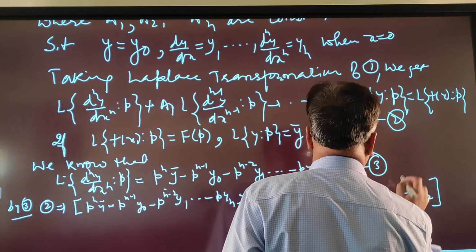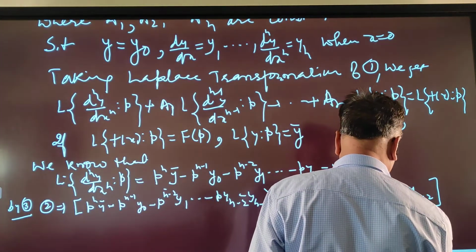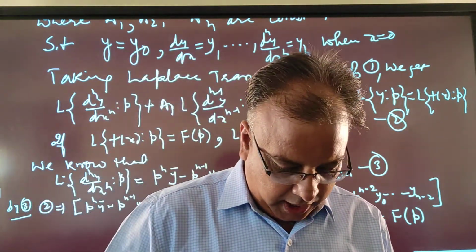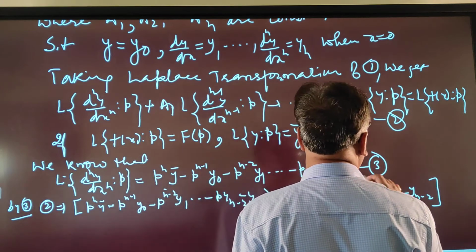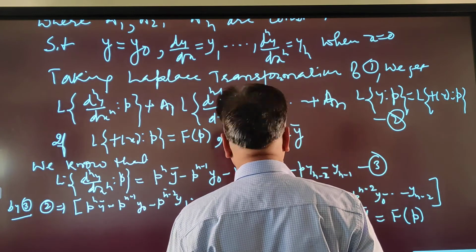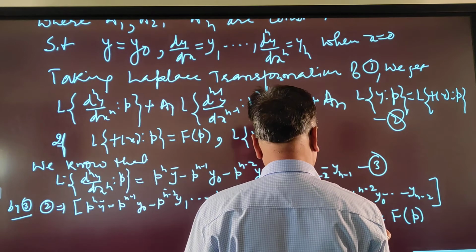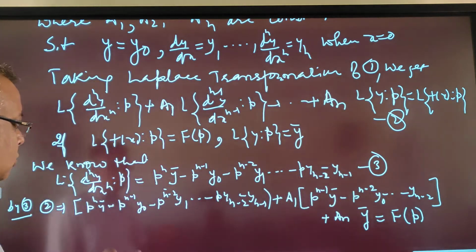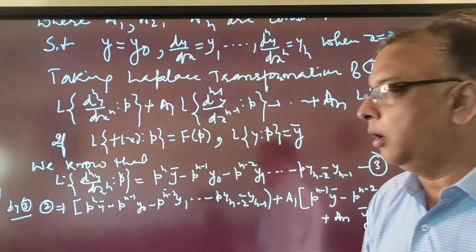is equal to, as we know that the Laplace transformation of f(x) is f(p). So, by taking the Laplace transformation of these functions, this is not a n minus 1, this is an. So here this is an also. So we have put the Laplace transformation of the various derivatives of this function.